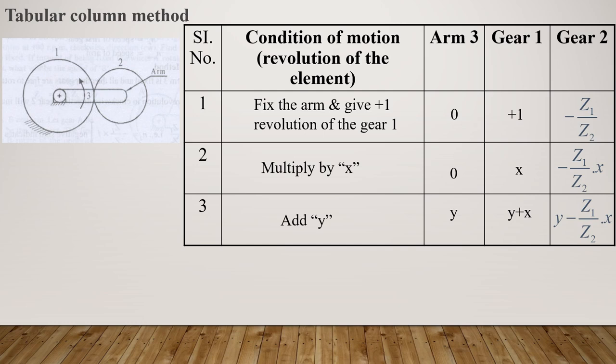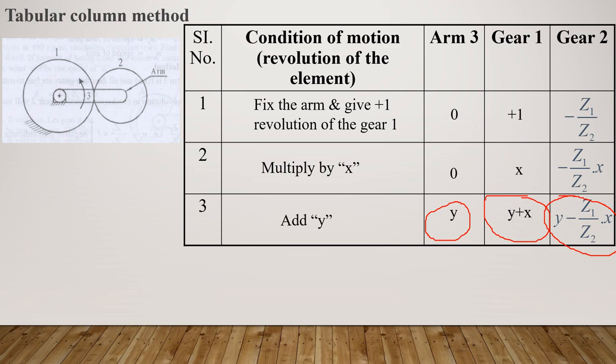So these are the three main steps. First, fix the arm, give one rotation to any one of the gears, that is gear 1. Write the ratio of number of teeth for the other gear with the sense of rotation. Second step is multiply x to these expressions. Then the last step is adding y to these expressions. So these three are our main three expressions, which I have marked here. Here y is for arm 3, y plus x is for gear 1, y minus z1 by z2 into x is for gear 2. These are the speed values of those particular elements.